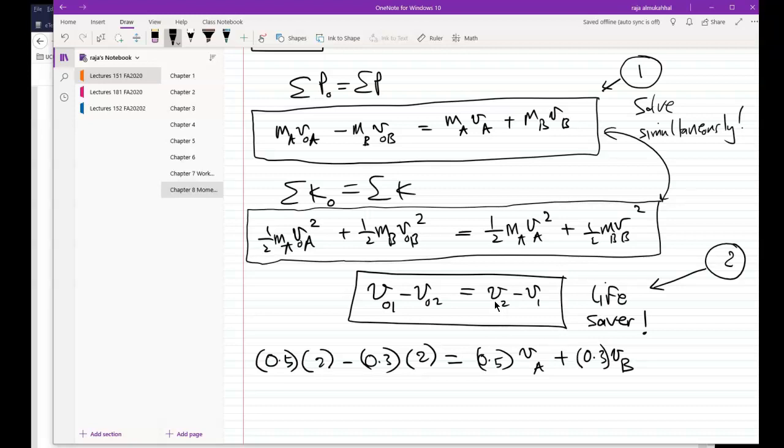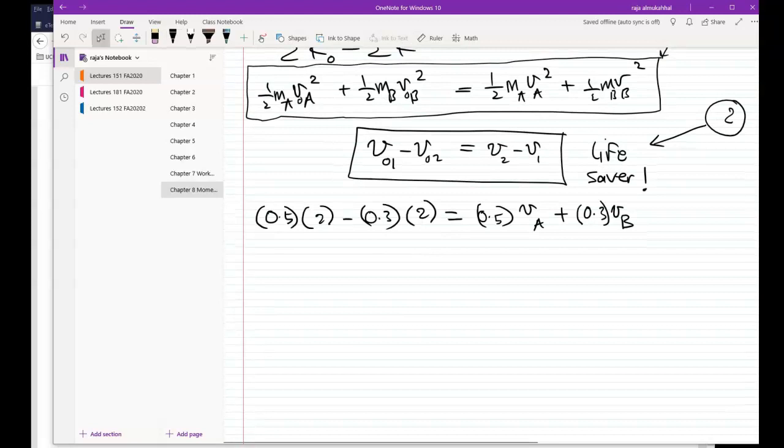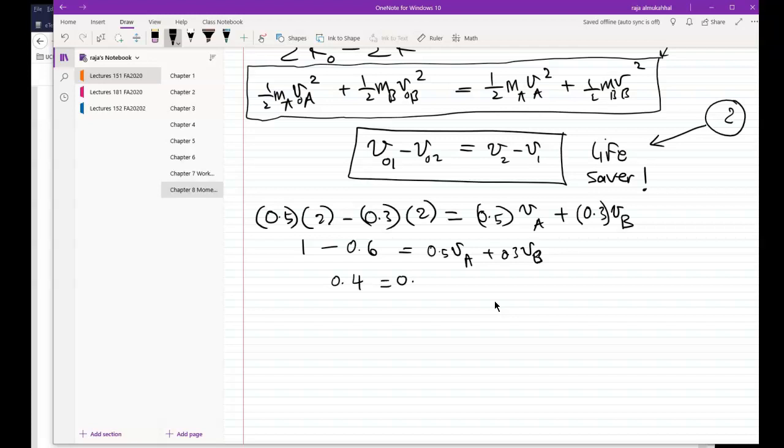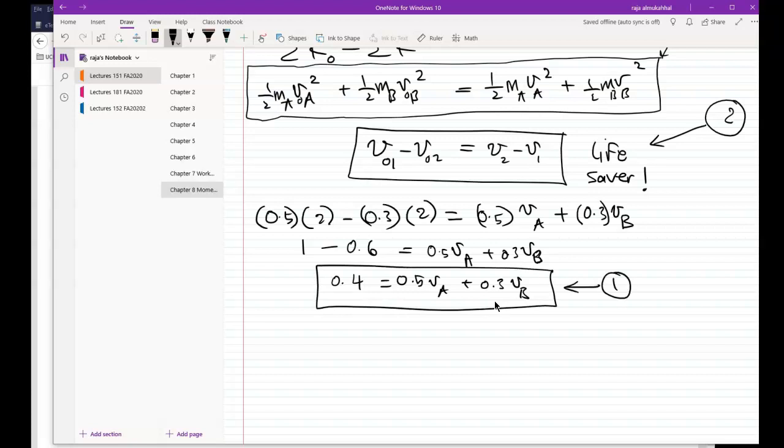Okay, let's clean it up a little bit. What do I get out of that? That's going to give me 1. Half times 2 is 1. Minus 0.3 times 2, that's 0.6, equals 0.5 VA plus 0.3 VB, and then here I have 0.4 equals 0.5 VA plus 0.3 VB. I'm going to box this equation. I'll come back to it in a sec. I'm going to call it equation 1 again, because I got it from equation 1.